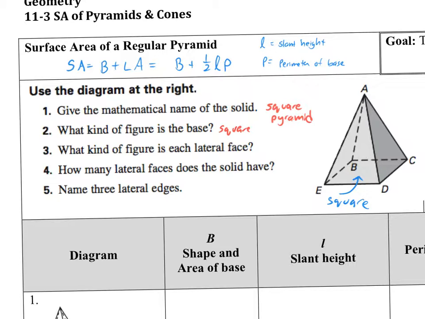What kind of figure is each lateral face? So we're looking at each of these here, and we see that they are triangles. If you wanted to argue isosceles triangles, you probably could. The triangles here are sufficient. How many lateral faces does this have? There are only 4 that go around: 1, 2, 3, and 4. And we just need 3 lateral edges.